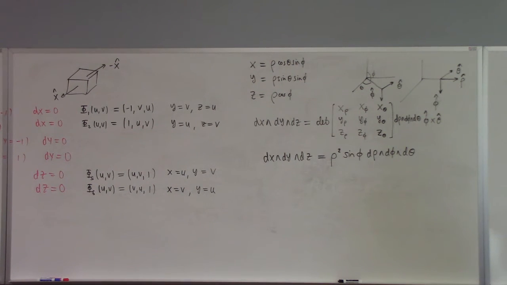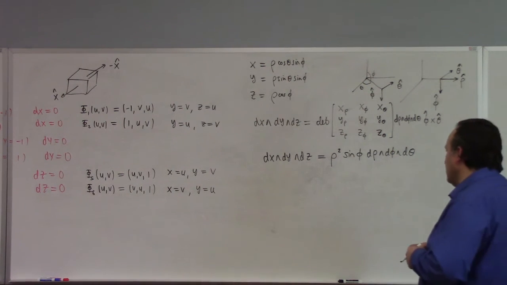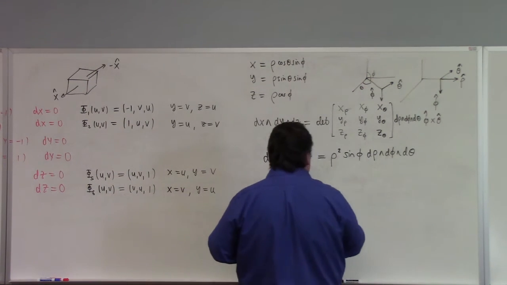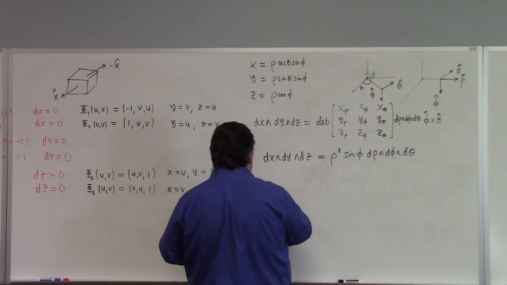So I had a thought, which is, hey, if I understand Hodge duality, then I can take Hodge duals of the spherical basis as well. For example, what would the Hodge dual of d rho be?